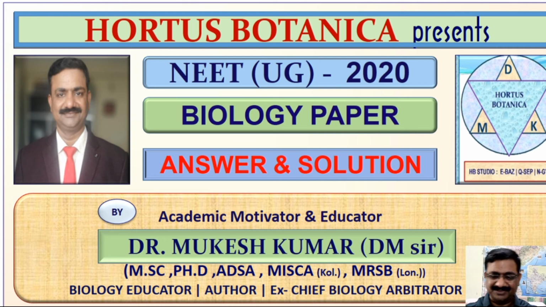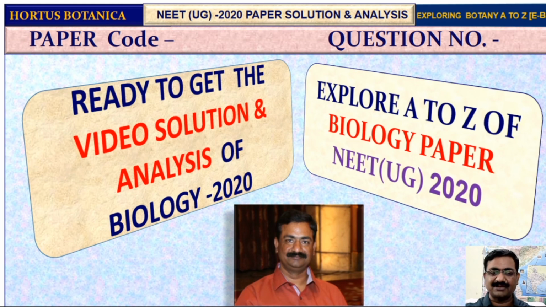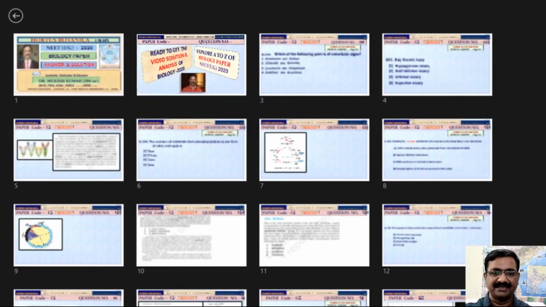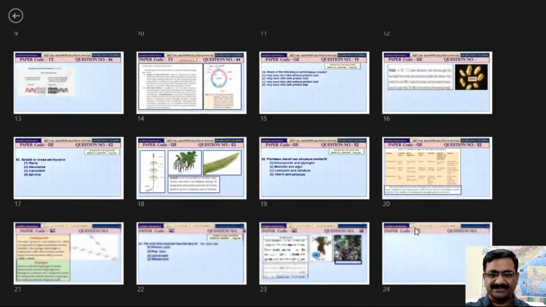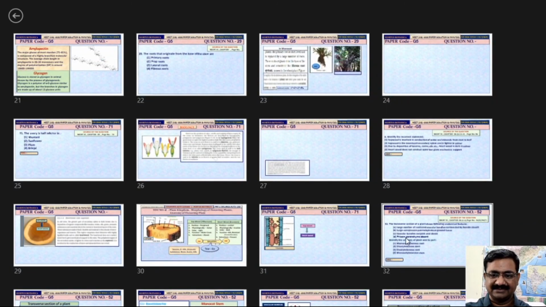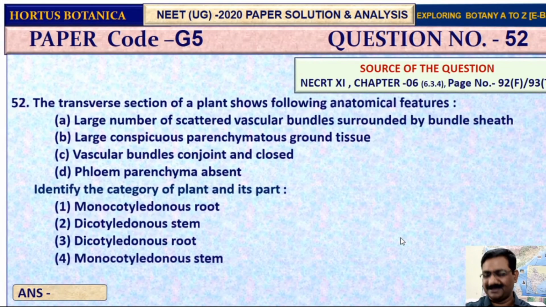But see, the first question we discussed was question number 8. Now we will discuss the second question of plant anatomy, and this question number is 54. And you all know we are discussing paper code Z5, right?